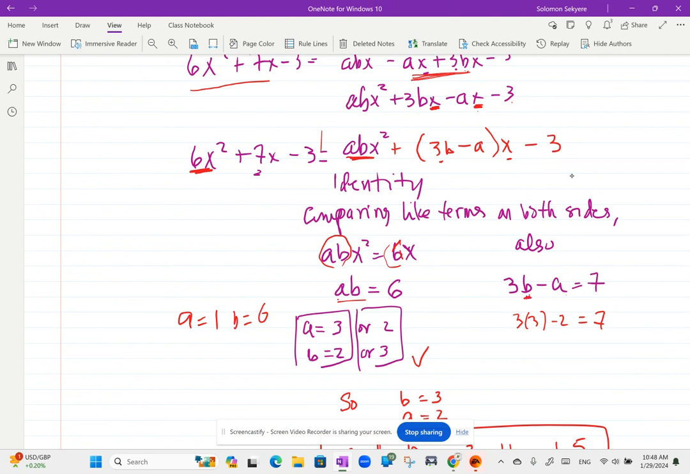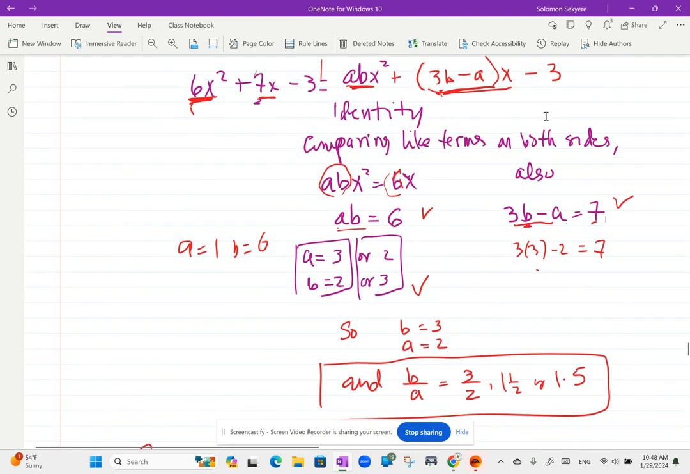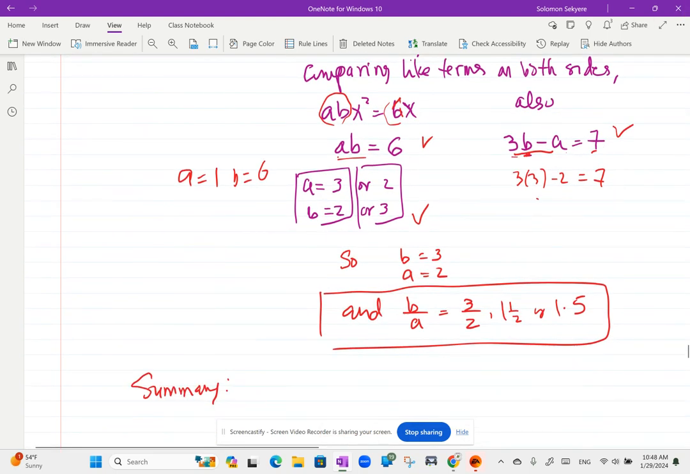So first identity is this one. Second identity is the x term. You see the x term, you say that the 3b minus a is equal to the 7, right? So we have two equations, okay? So here we have all sorts of combinations for a and b, but we have to test it over here. So we come and test it. The only one that works is when b equals 3 and a equals 2. So that's our answer: b equals 3, a equals 2.